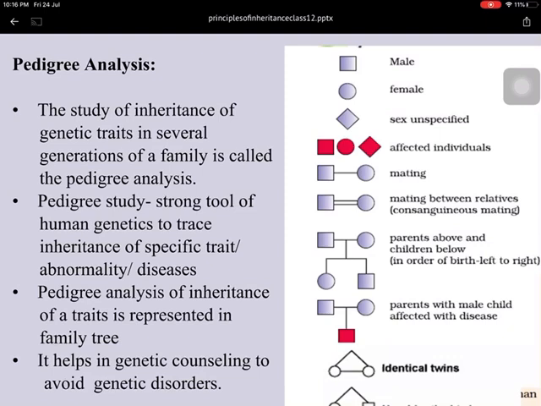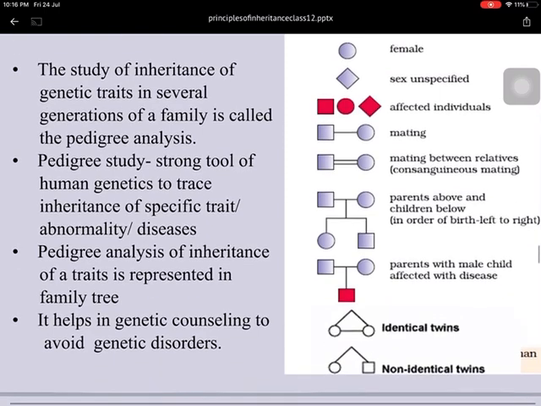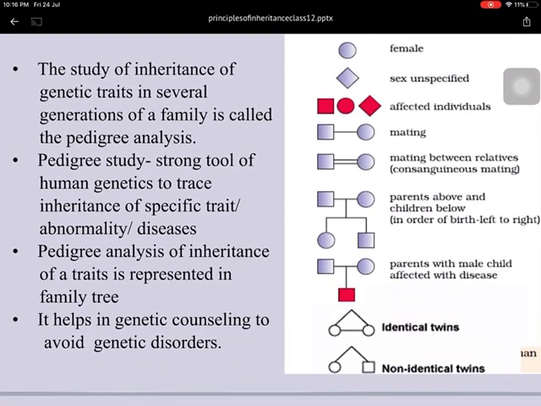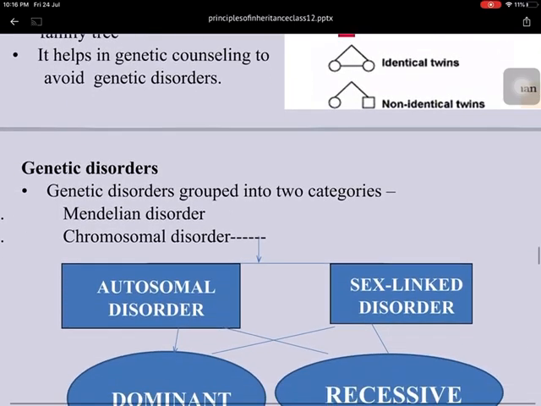Parents with a male child affected with the disease are shown like this. Identical twins, that means both are girl children, so that is identical, and if one is a boy and one is a girl, then it is non-identical twins. So it is important to learn what symbols we have to use in pedigree analysis. All of you try and do practice for this.